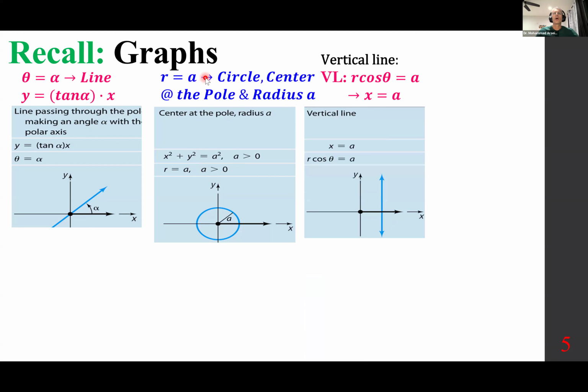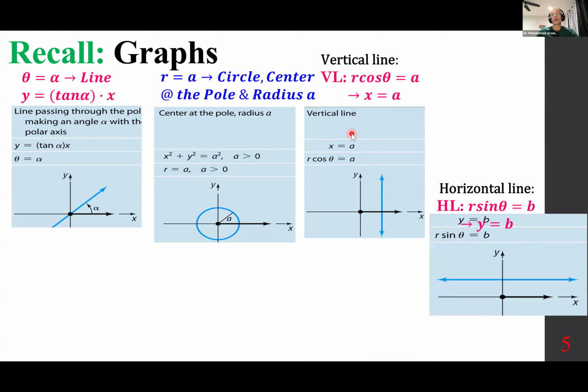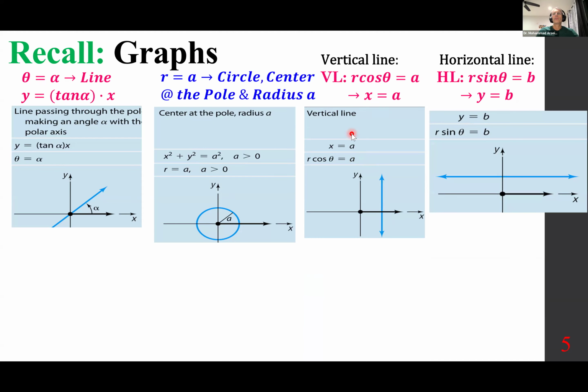If you have r cosine theta, that can be replaced with x, and therefore it gives rise to a vertical line. So r cosine theta equals a is the same as x equals a, a vertical line. R sine theta equals a constant is y equals b, and that's a horizontal line.